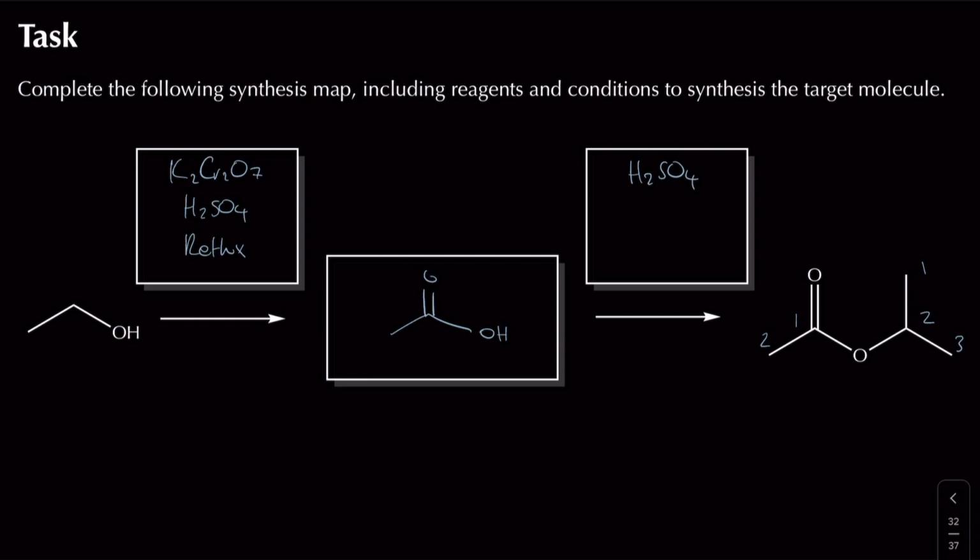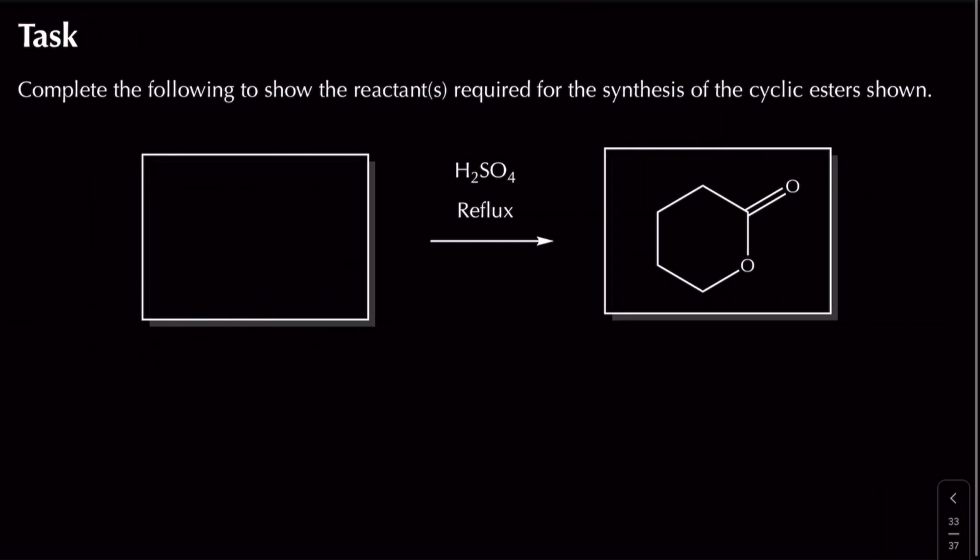Well, in this case, because our bond to the actual carboxylic acid, the O on there, is over here in the 2 position, we know that we must have the alcohol propan-2-ol itself. Moving on, feel free to pause the video and have a go at the following.